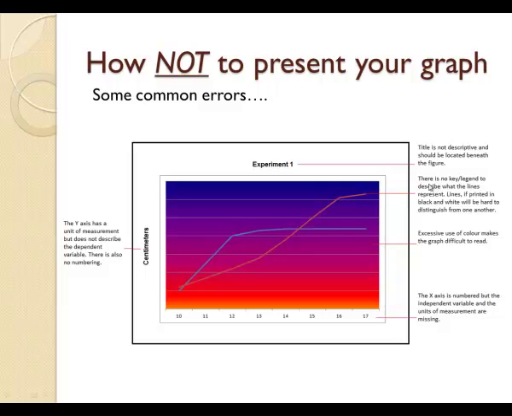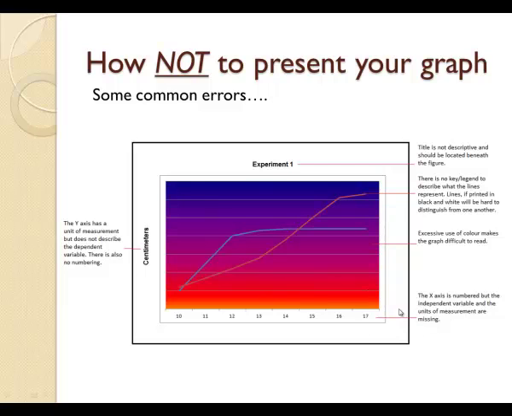As you can see here, there is no key or legend, so all we've got is a red and a blue line. We have no idea what these red and blue lines signify, what the difference is. Makes no sense to us. Also, there's excessive use of colour and it makes it really difficult to read.